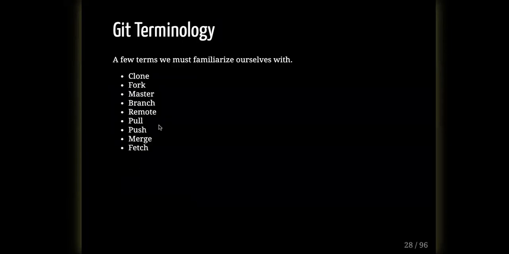Let's just talk about a couple of terms in Git. You've got clone, fork, master branch, remote, pull, push, merge, fetch. Lots of terms that you hear people talking about, and plenty of discussion boards on Stack Overflow, going hundreds of pages about all the differences in these different terms. Let's just talk simply about what they are.